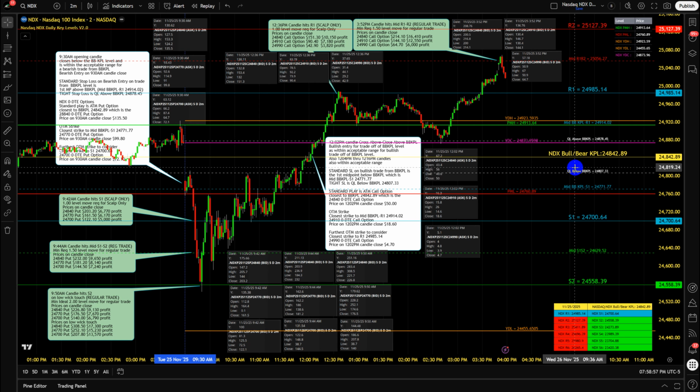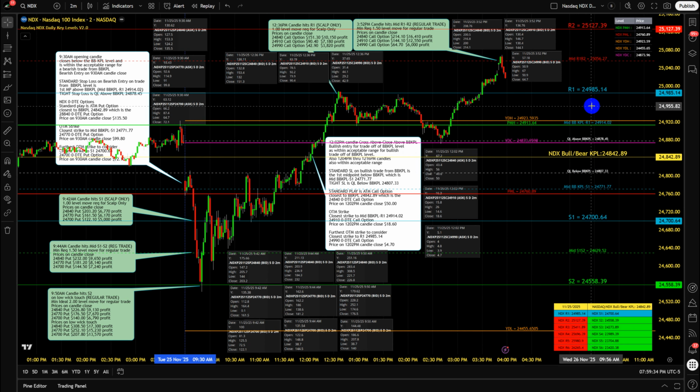The QL levels, as an example, are your tight stop losses on taking bullish or bearish trades off of any of the main levels. For right now, we just have the QL levels turned on above and below the Bull Bear key price level. So as an example, the QL below the Bull Bear KPL is the tight stop loss for bullish trades taken off the Bull Bear KPL level. And the QL above is the tight stop loss you would use if you're inclined to use the tight stop loss for bearish trades taken off the Bull Bear KPL.